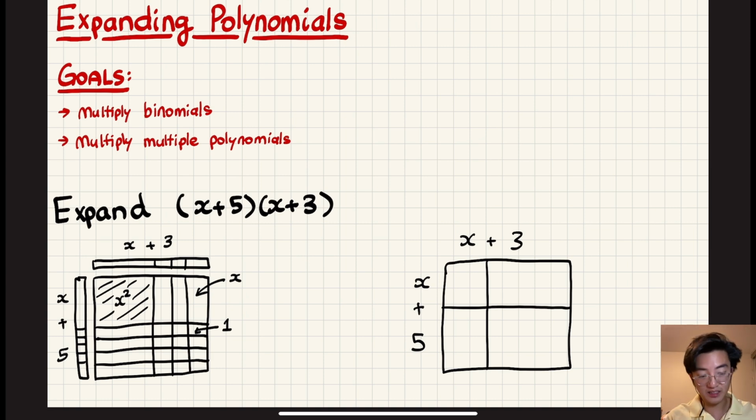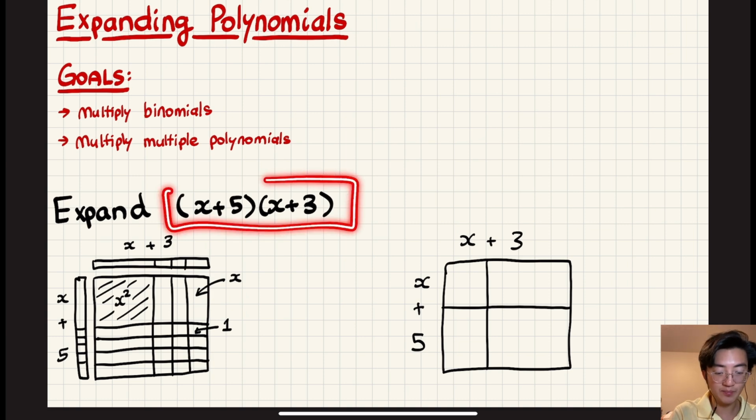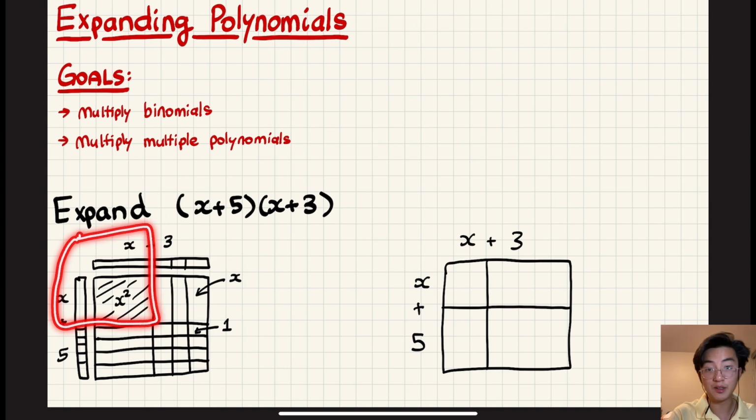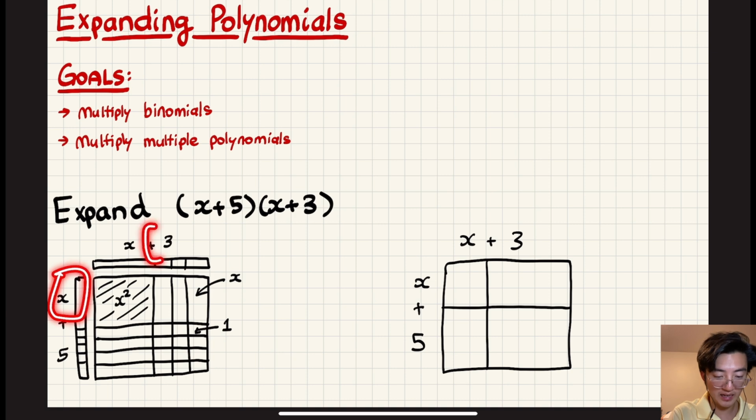We are asked to expand x plus 5 times x plus 3. All expanding means is for us to multiply them together. We can quickly illustrate this using algebra tiles. As you can see here, when we multiply the two x's together, we get an x squared right here. When we multiply this x and this 3, we get 3x tiles right here. When we multiply this x and this 5, we get 5x tiles. And lastly, when we multiply the constants together, the 3 and the 5, we get 15 1 tiles.